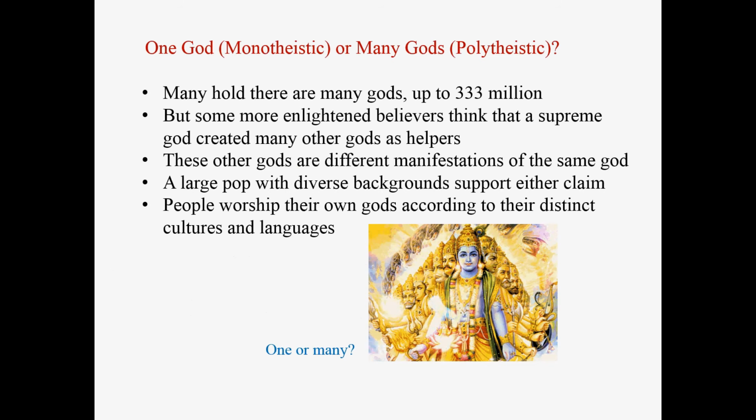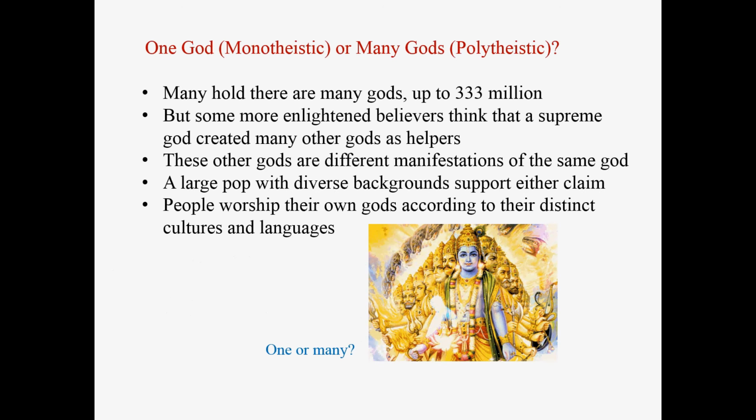One god or many gods? This question is about whether Hinduism is a monotheistic religion or a polytheistic religion. People really have different answers to this question. Many people believe that there are many gods in Hinduism, so therefore it is a polytheistic religion. Some people count the number of gods in Hinduism as 300,000, 3 million, 300 million, as a way to indicate that there are many different deities in Hinduism.